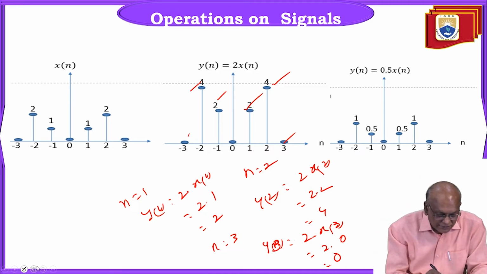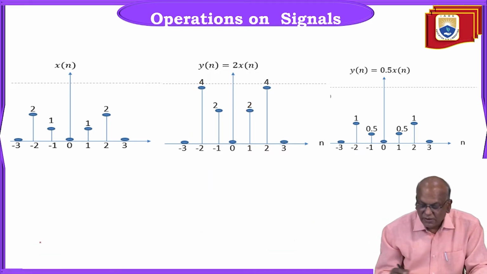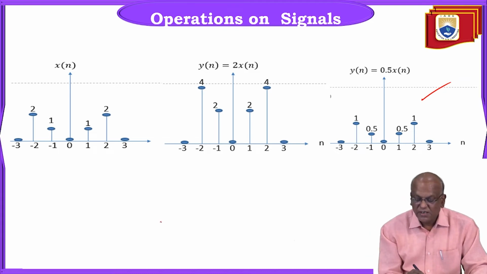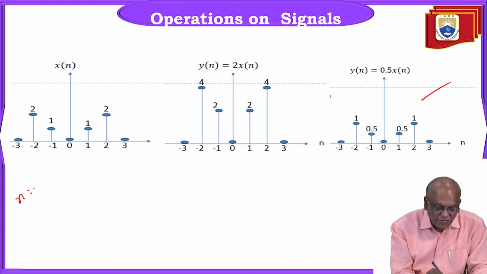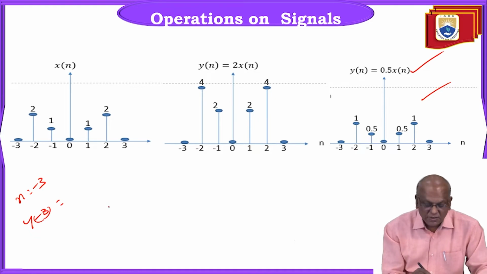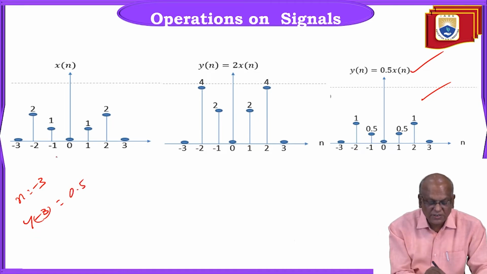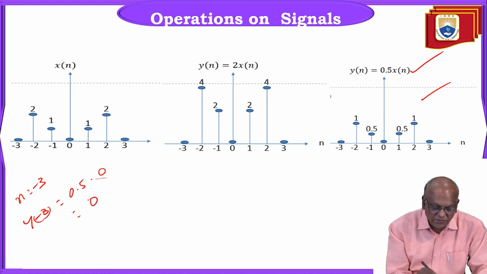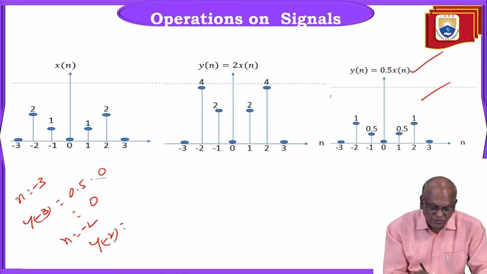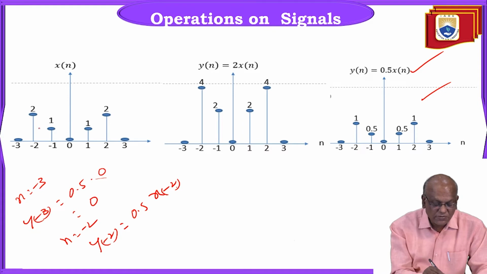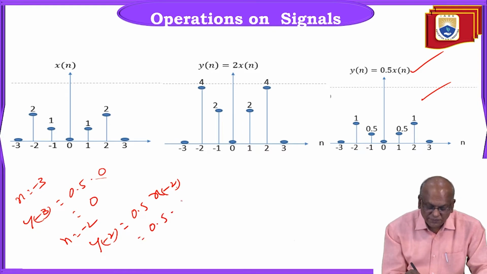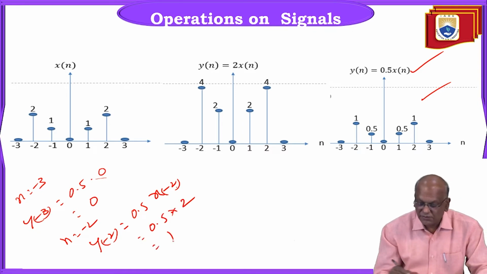Similarly, we are finding for the alternative version. In the alternative version, for n equal to minus 3, y of minus 3 equal to, for this case, 0.5 times of x of minus 3. X of minus 3 value equal to 0. That means the value will become 0. N equal to minus 2. Y of minus 2 equal to 0.5 times of x of minus 2. X of minus 2 value equal to 2. 2 into 0.5 equal to 1. That's why this value equal to 1.